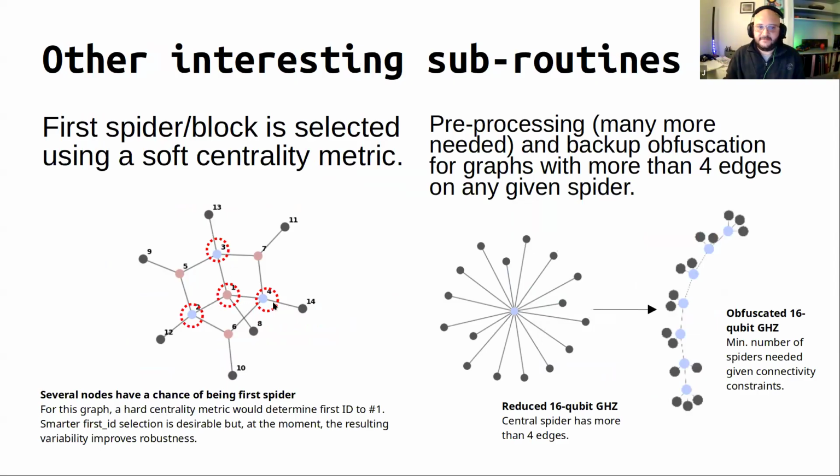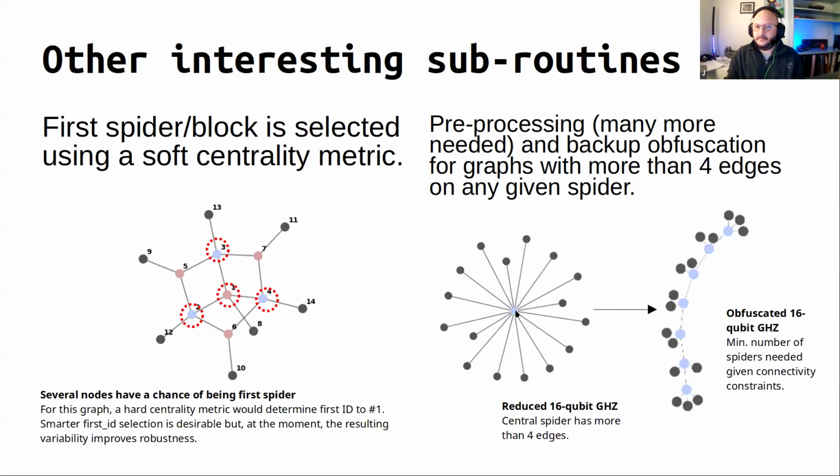Here you have a graph which has 4 central nodes, except this one is actually more central. So it is a soft centrality measure. If there is one that is completely the center of the graph, it will go out a little bit to ensure that there's enough variety to build different versions of the structure.